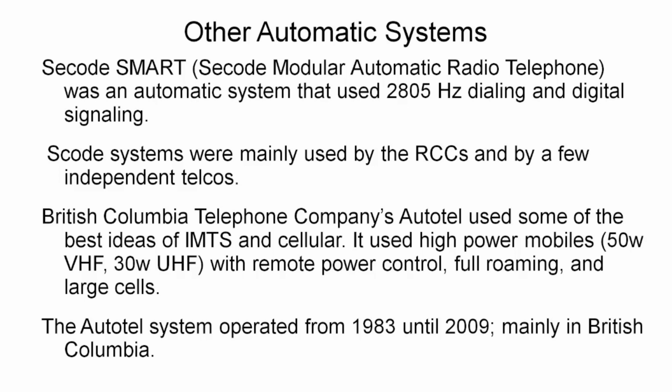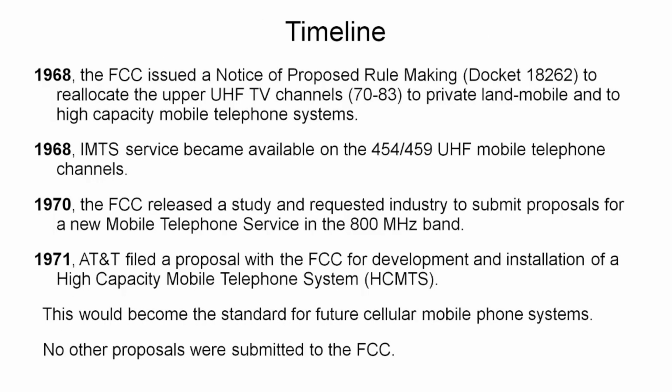British Columbia Telephone Company's Autotel used some of the best ideas of IMTS and cellular. It used high-power mobiles, 50-watt VHF, 30-watt UHF, with remote power control, full roaming, and large cells. The Autotel system operated from 1983 until about 2009, mainly in British Columbia.